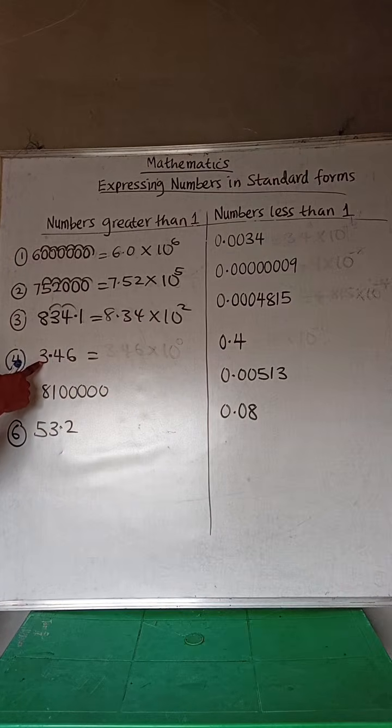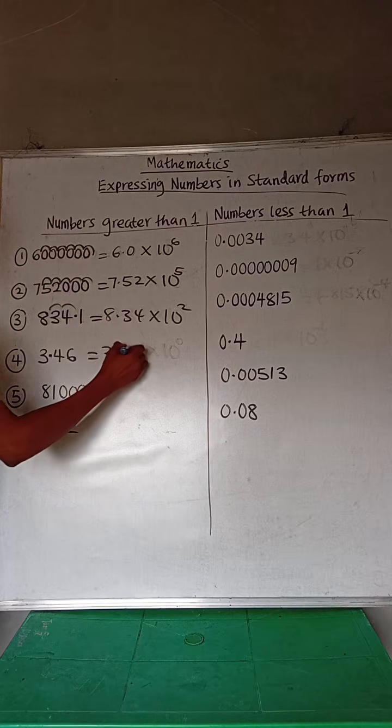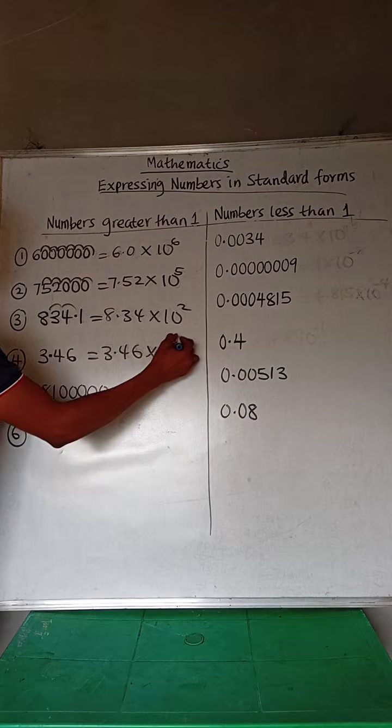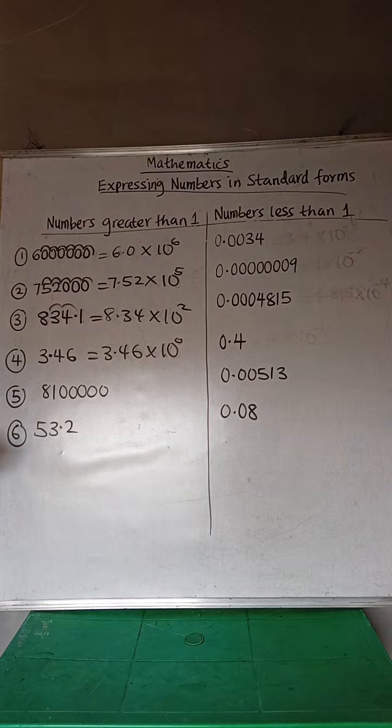Then number 4, there's already one significant figure before the point, so we can't move from that point. That gives us 3.46 times 10 raised to the power 0. The power is 0 when you can't move from that point.